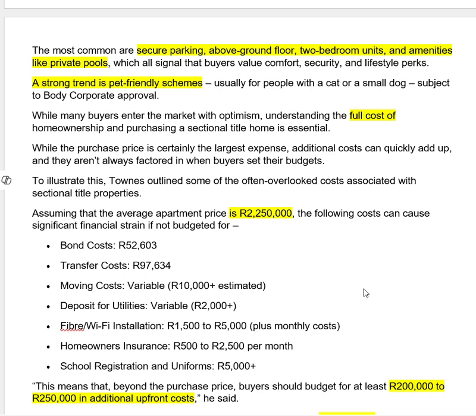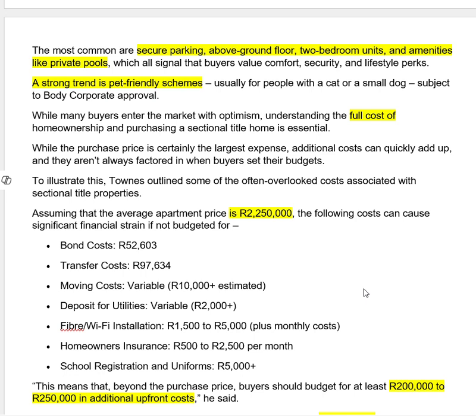Then you need to pay a deposit for utilities. So you normally need to pay that deposit for the connection of water and electricity. It is estimated to be 2,000. It can be more, depending on, if you're buying from a developer, what the developer pays for the connection, right? And then the other thing will be your fiber or your Wi-Fi installation. We're looking at 1.5 to 5,000 plus monthly cost.